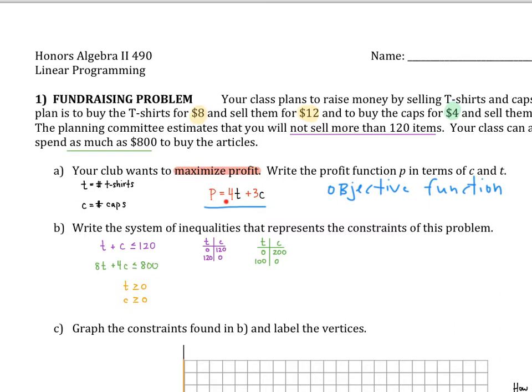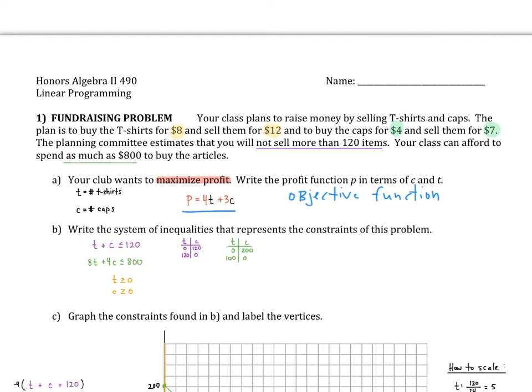So how did I get P equals 4T plus 3C? Well, let's go back up to our information. We buy t-shirts for $8, but we sell them for $12. So how much money are we making off of each t-shirt? $4. So that's where that 4T comes from. Our caps, we buy caps for $4, but we sell them for $7. So how much are we making on each cap? We make $3 on each cap. So our objective function that is talking about profit, because our objective is to maximize the profit, is going to be 4T plus 3C. Now we hold off on this until the very end.